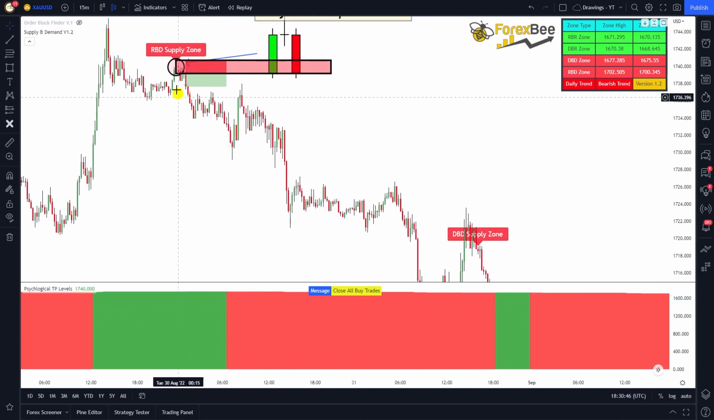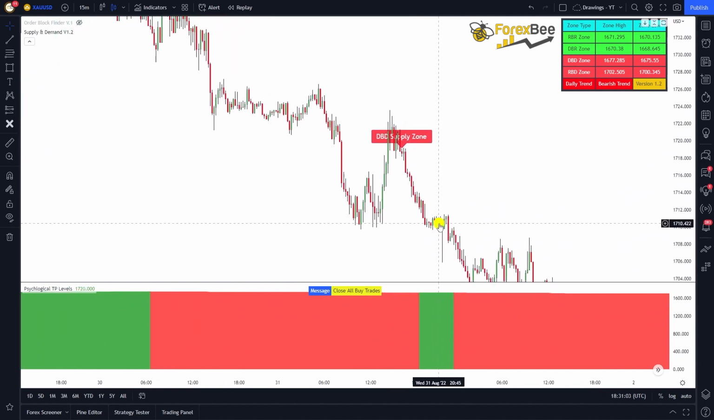So here, as we took the short trade, we will wait for the psychological TP levels indicator to turn from red to green. As you can see here, the point where we took the trade, it was green. So we'll wait for it to turn red, and then after that we'll close our trade as soon as the indicator turns green. As we can see here, this happened here.